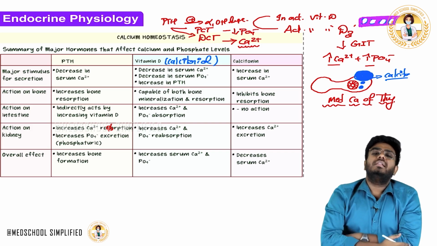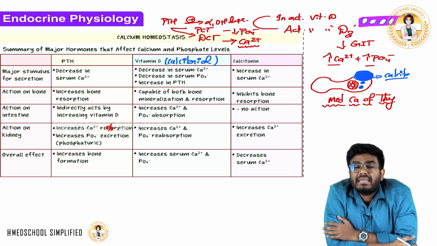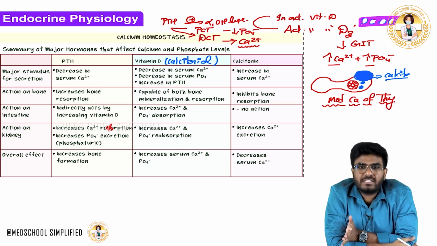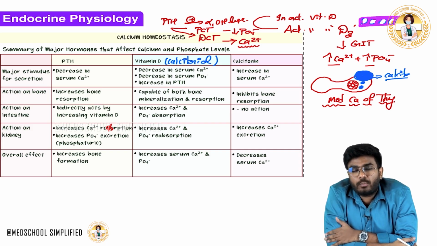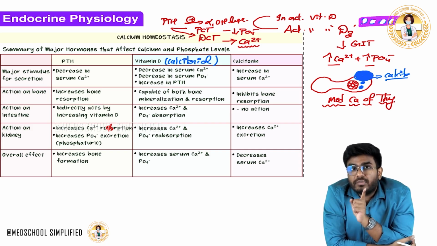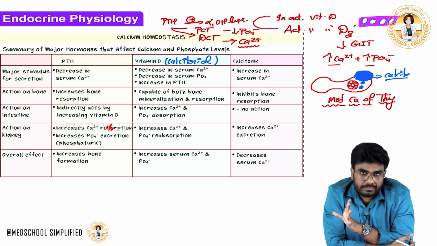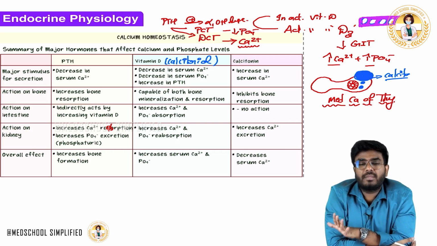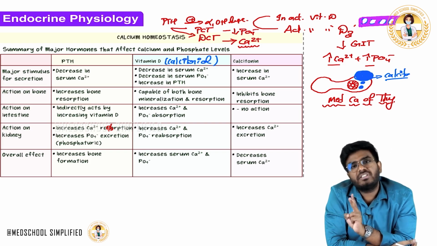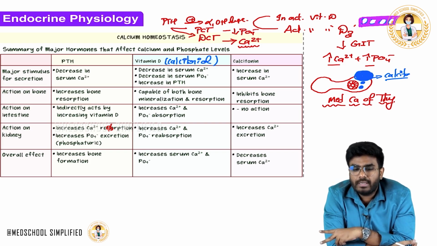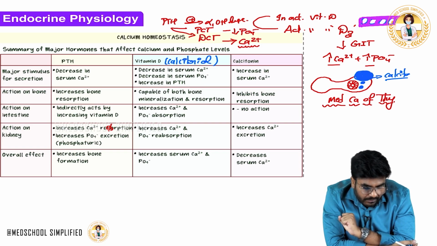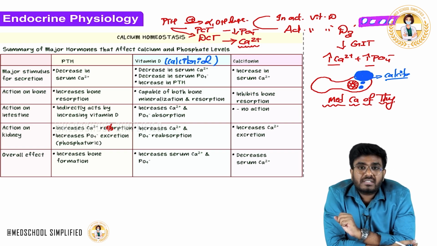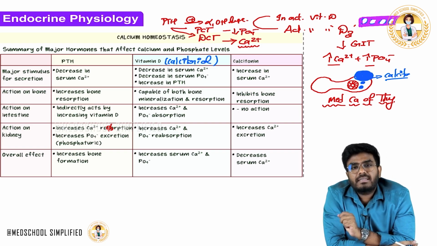Also remember, this medullary carcinoma of thyroid is associated with MEN2 syndrome, both 2A as well as 2B. In multiple endocrine neoplasia 2A and 2B, in both syndromes you will have this medullary carcinoma of thyroid. So with this we are done with the three important hormones maintaining calcium homeostasis: parathyroid hormone, vitamin D, as well as calcitonin.